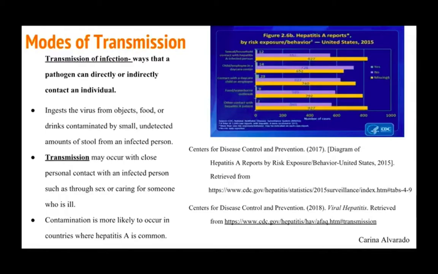Transmission is likely to occur in countries where hepatitis A is very common. The diagram on the top right corner describes hepatitis A reports by risk exposure and behavior in 2015, where we see sexual contact and food and water outbreak cases to be significant.